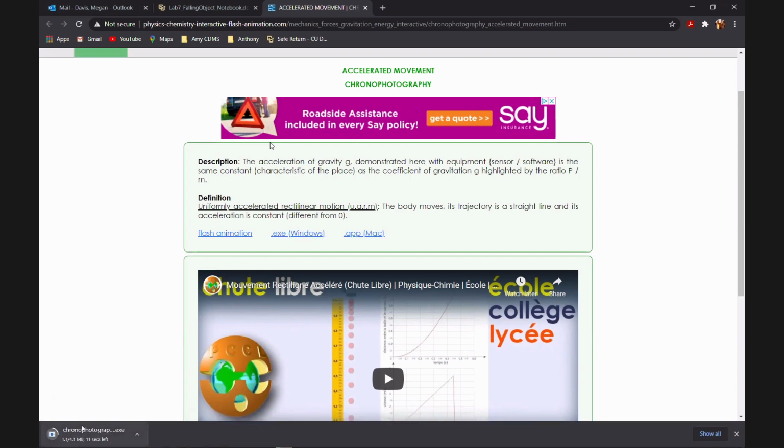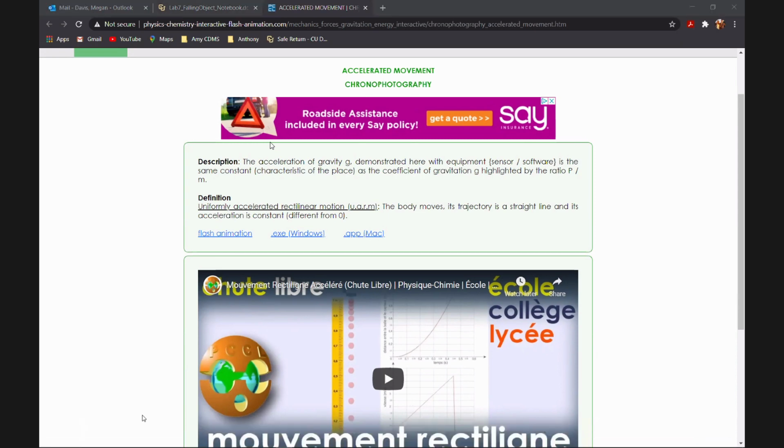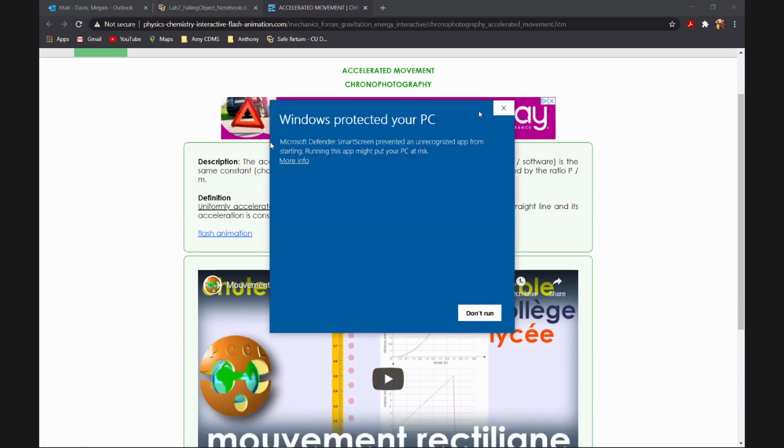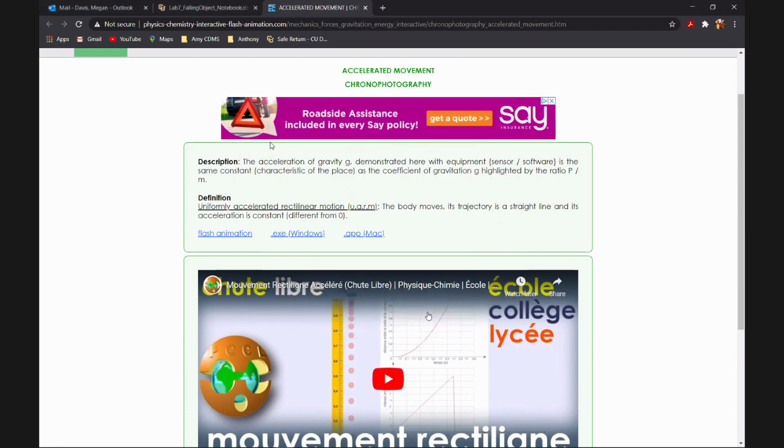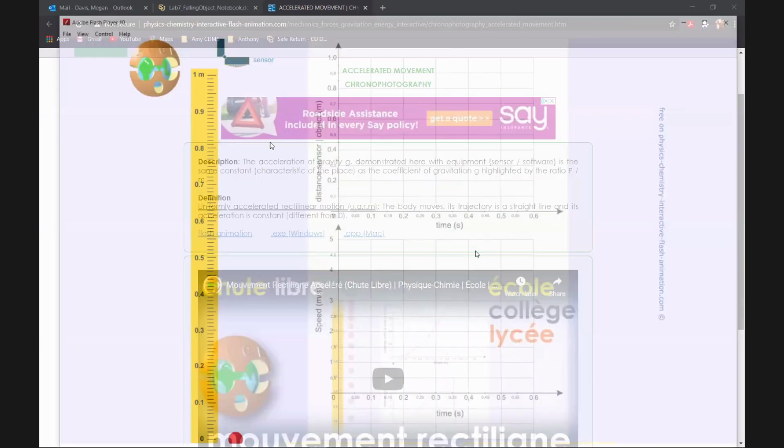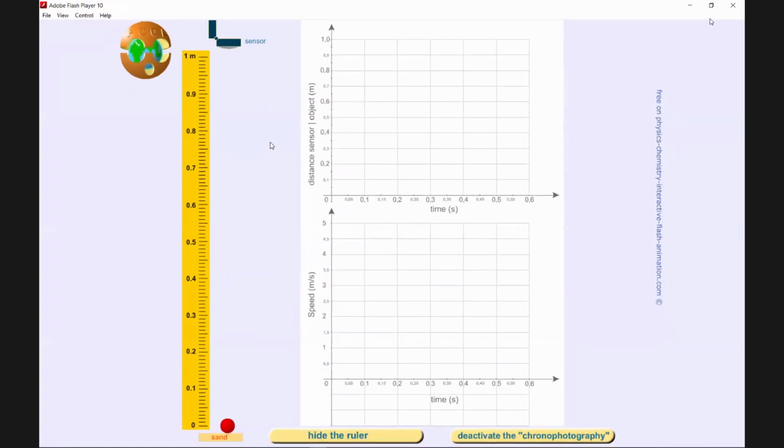It'll bring up the little thing that's downloading. We're going to wait a second. And then it works like half of the time for me. It brings up this blue screen of doom where it says that it doesn't recognize it. You're going to click on more info and you're going to tell it to run anyway. Honestly, it seems a little sketchy to me, but this is what we use for the class. And this is what it's going to bring up.